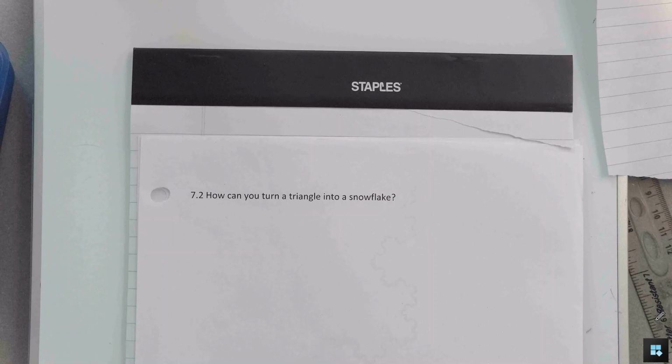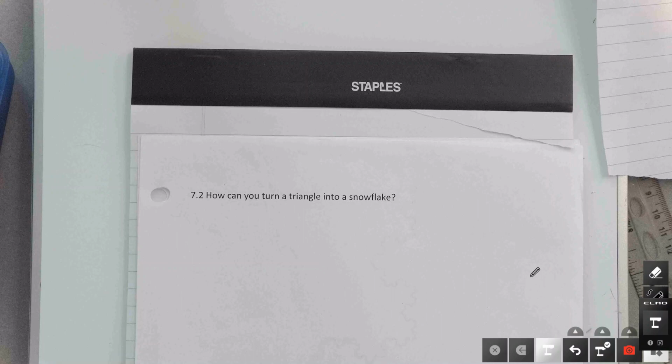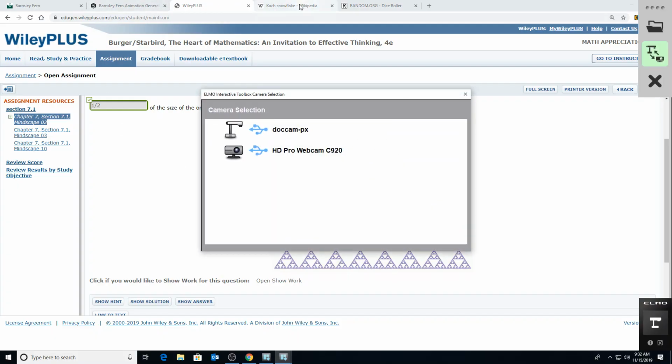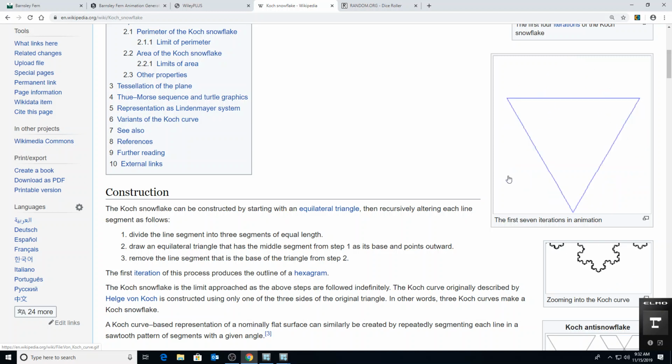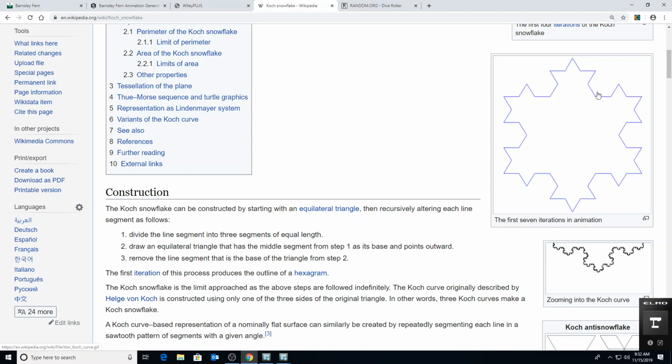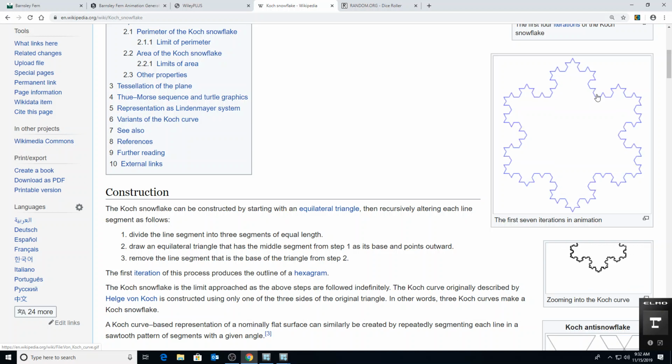The author asked how you can turn a triangle into a snowflake, and we worked on that with the Koch curve. I was going to show you the Koch snowflake on Wikipedia. So the Koch snowflake is made by taking 3 Koch curves and laying them in a triangle. So you start with a triangle, you make your stage 1, stage 2, stage 3, and so on. And as you make a Koch curve on each of those 3 lines, you get the Koch snowflake.